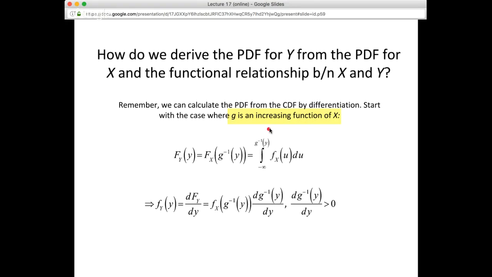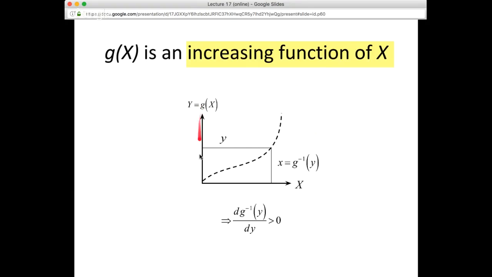And I have a little picture to show that. So here's a case, again, where we've got g as an increasing function of x. So g of x is plotted on the vertical axis, x is plotted on the horizontal axis, and you can see it's clearly increasing. We've got a specific value of y, and the corresponding specific value of little x is just going to be g inverse of y.